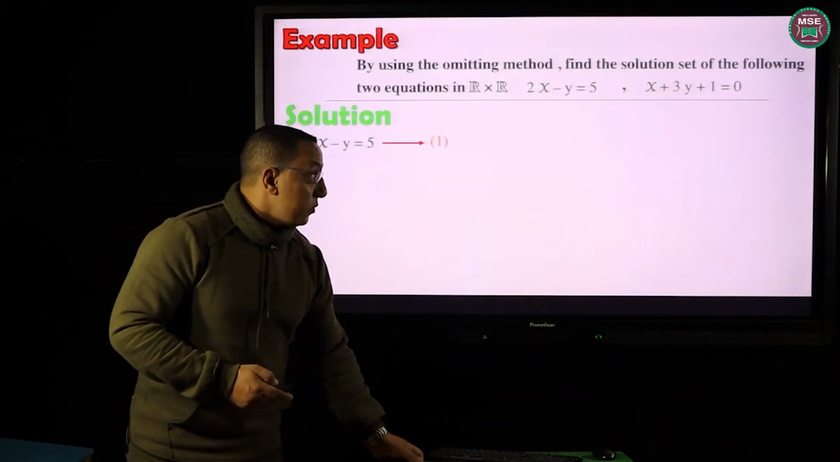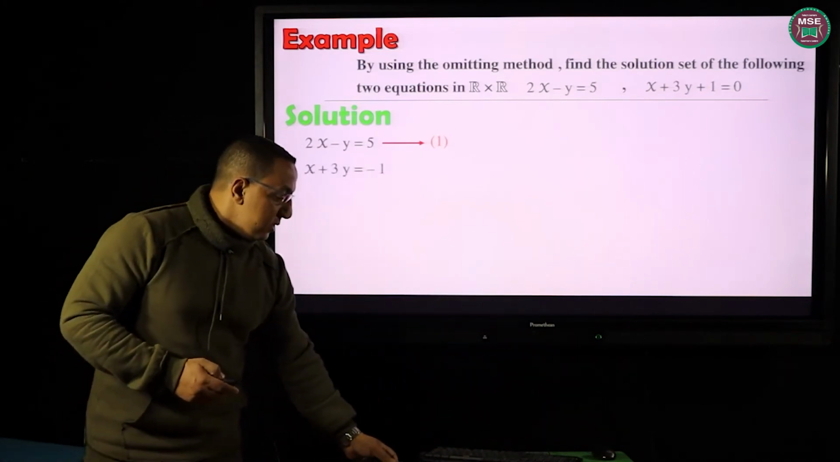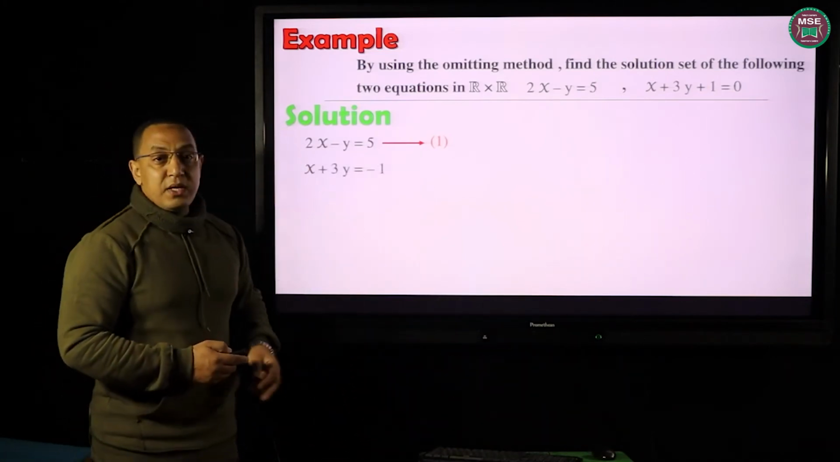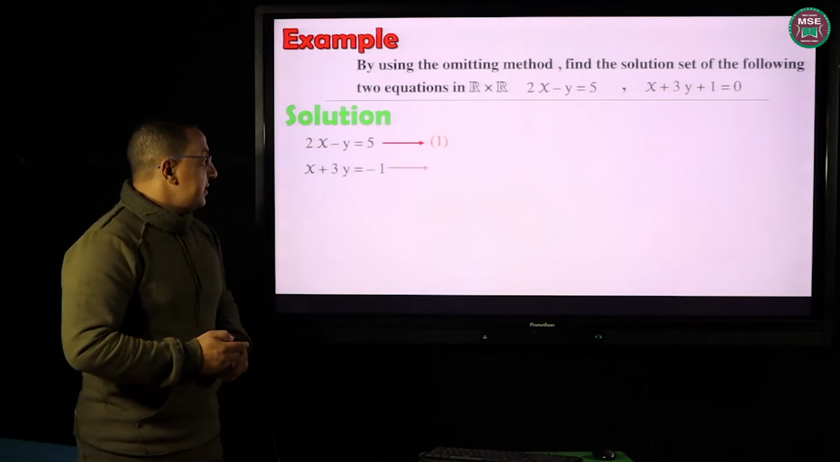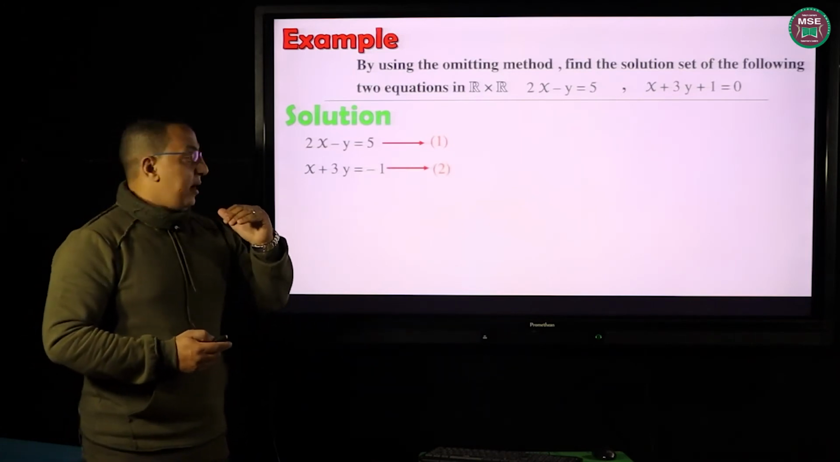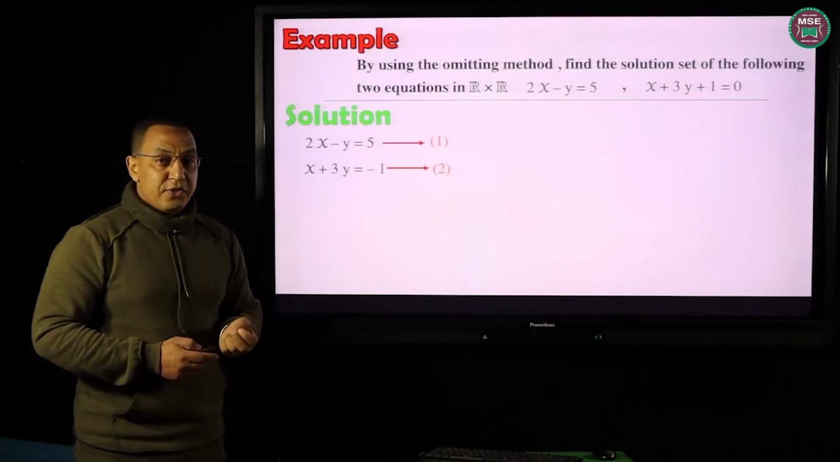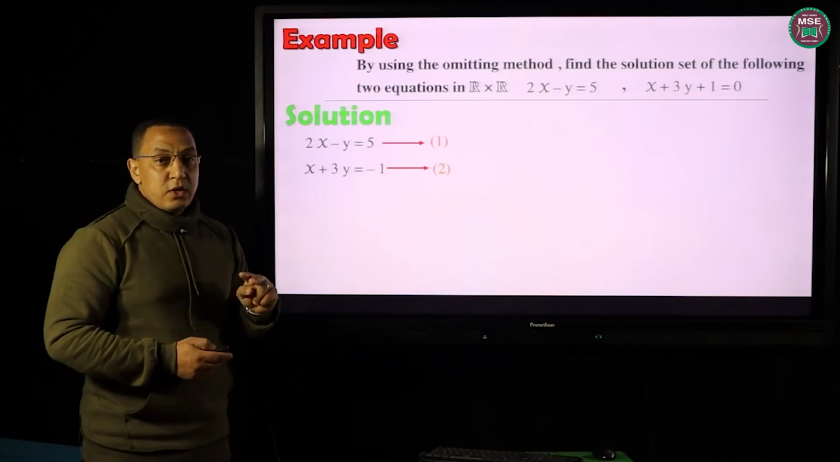So the equation will be x plus 3y equals negative 1, like this. Okay? x plus 3y equals negative 1. This is the second equation. Okay, now I need to make the x coefficients additive inverses of each other, or the y coefficients additive inverses of each other.